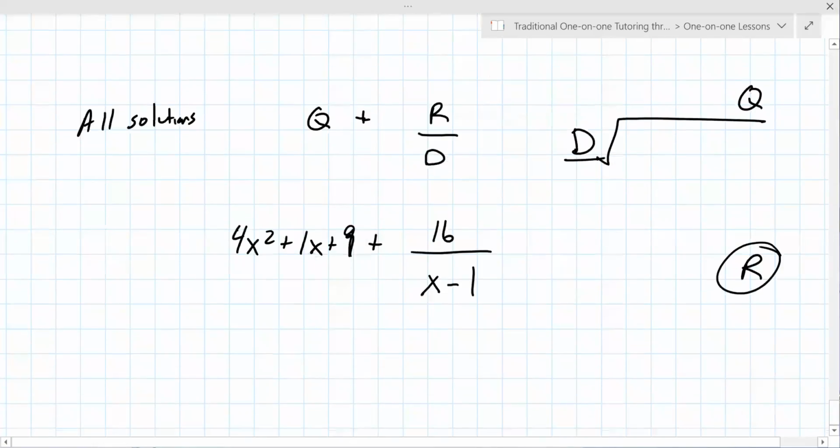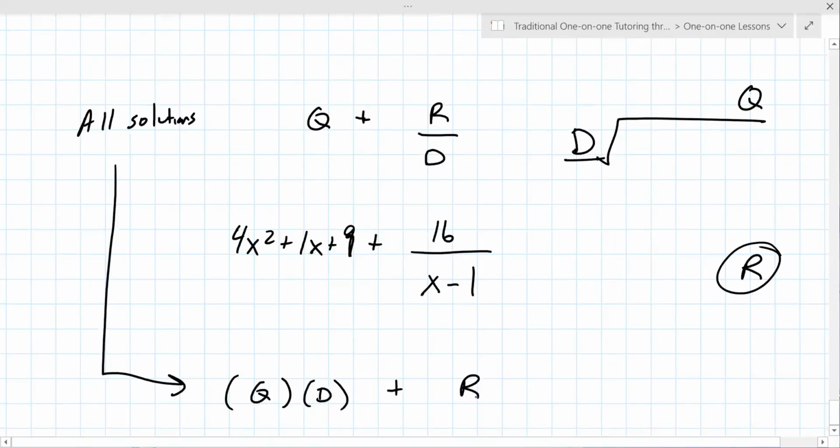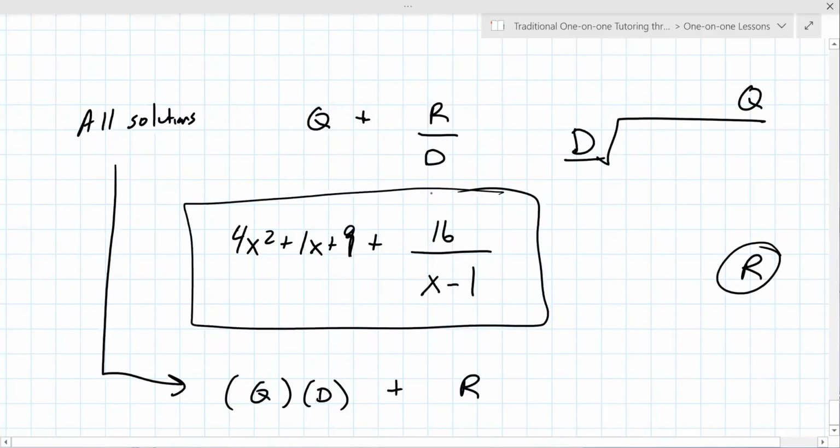However, your instructor will almost certainly give you problems where the other form of the solution is quotient, in parentheses, times divisor plus remainder, even though the first form is fairly standard in the world of math.